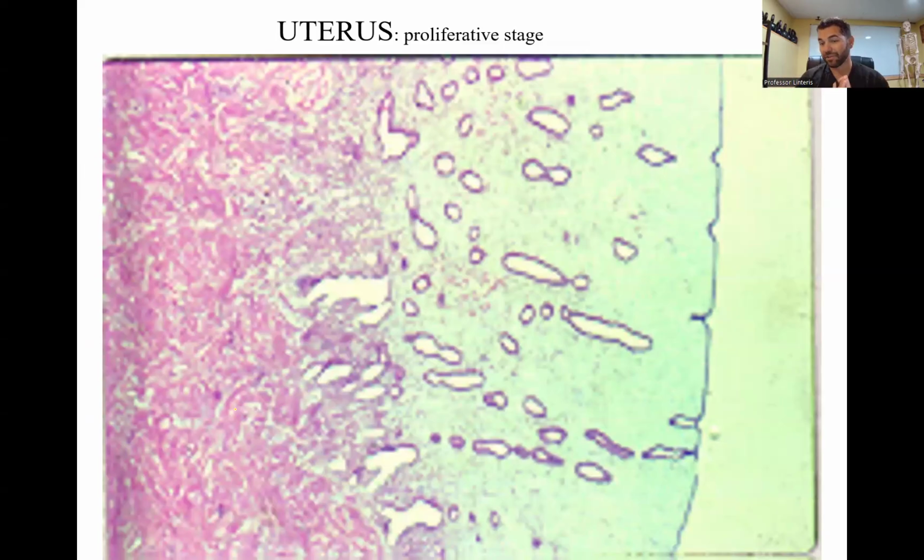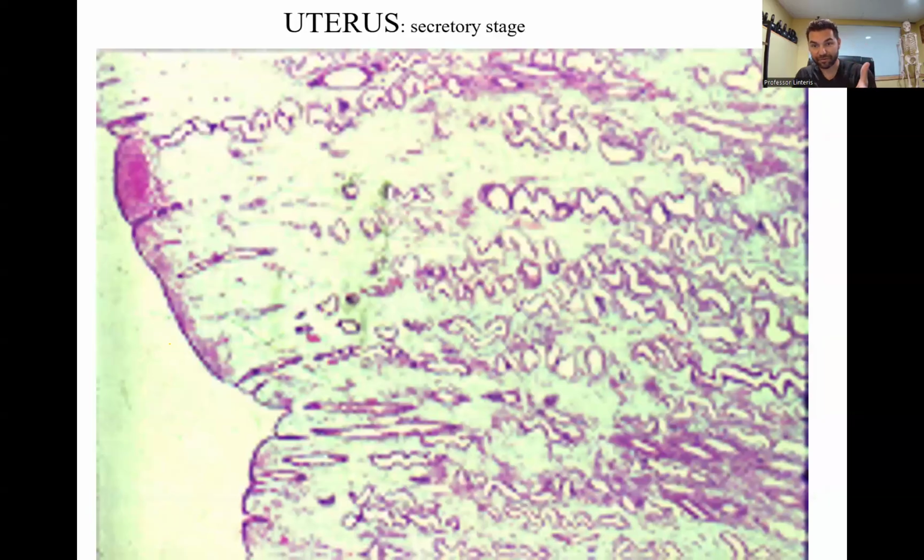And here are some histology slides. This is the uterus, and this is the proliferative stage, when it's thinner, if you will. You can see here the difference between the endometrium and the myometrium. The uterus is not very thick during the proliferative phase. Obviously, it will start to thicken during the secretory phase.